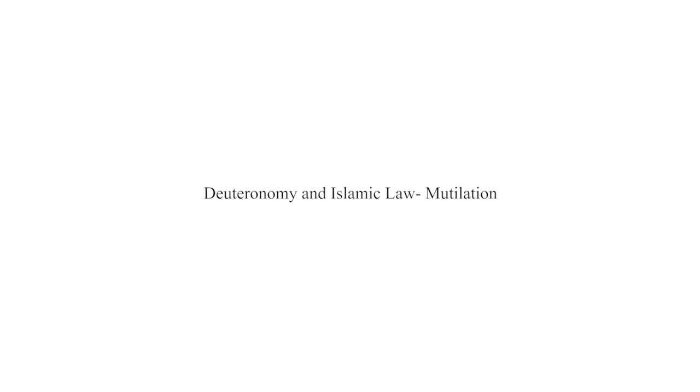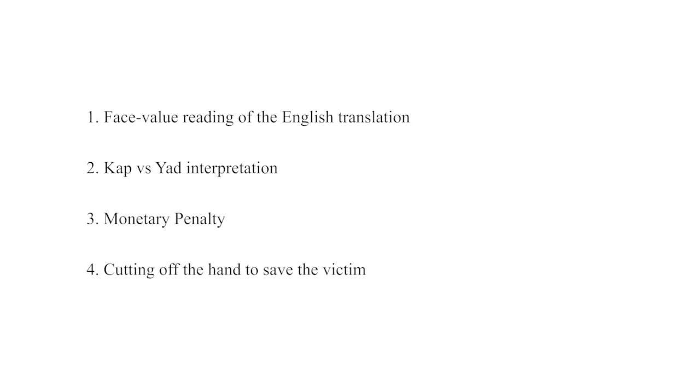So we have several interpretive options. There are many nuanced views that are possible, but based on the data that I've given to you so far, I want to present a couple general options for understanding this text. The first would be the simple face value reading of the English translation. The second would be the Kop versus Yod interpretation, which could refer to shaving of the pubic hair as a humiliating punishment instead of punishment by mutilation, as the face value reading of the English translation would say.